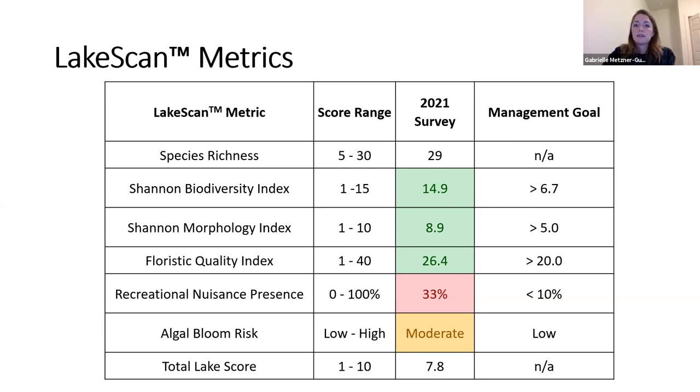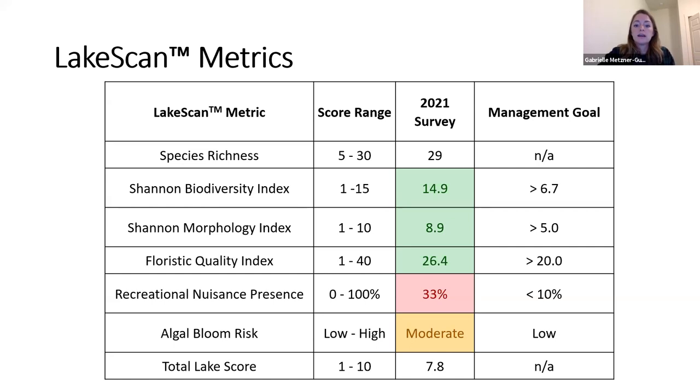And the other metric that we look at is the algal bloom risk. So this is based on characteristics of the watershed around your lake. Lakes with watersheds that are high proportions of agriculture and urban land uses are more likely to be at risk for algal blooms, because those land uses contribute more phosphorus to your lake than grasslands or forests.